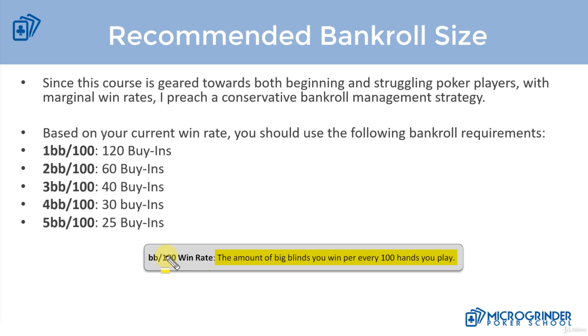So what you're going to notice here is that I have 1 big blind per 100, 2 big blinds per 100, 3 big blinds per 100, 4 big blinds per 100, and 5 big blinds per 100. And what you'll notice is that the smaller the win rate, the bigger your bankroll needs to be.